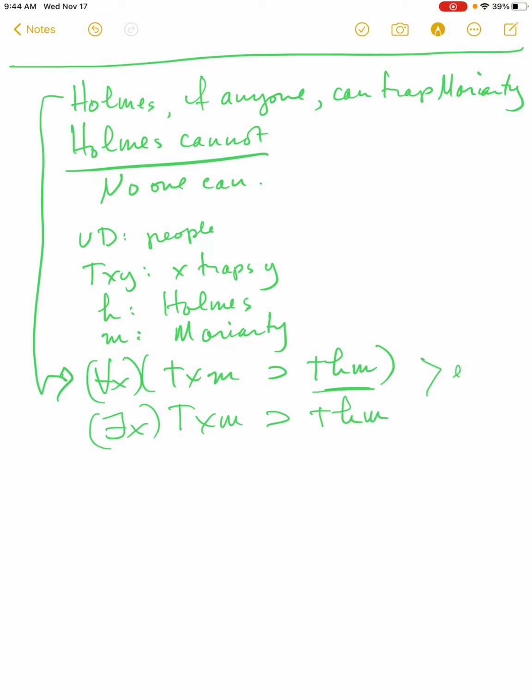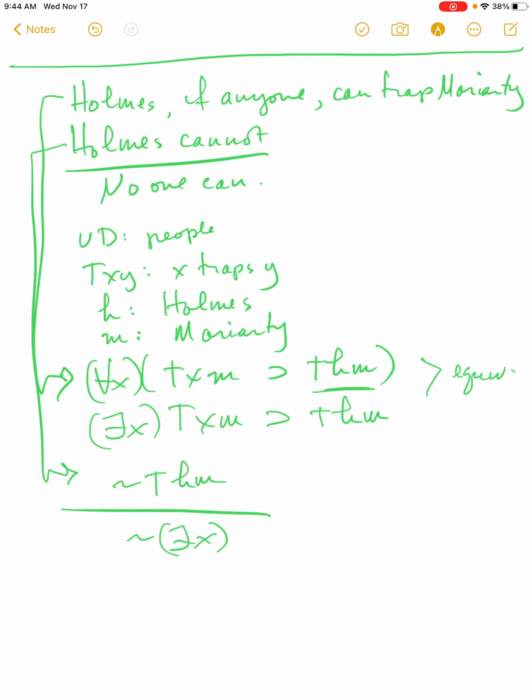And you should be able to see that these are equivalent, because in English they sound like they are. Everybody is such that if that person can trap Moriarty, Holmes can trap Moriarty. If there is at least one person who can trap Moriarty, then Holmes can trap Moriarty. Okay. The second premise is Holmes cannot. What does that mean? Holmes cannot trap Moriarty. It's not the case that Holmes can trap Moriarty. And then the conclusion is no one can, would be there doesn't exist anybody who can trap Moriarty.